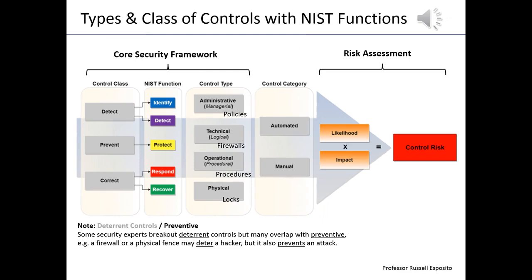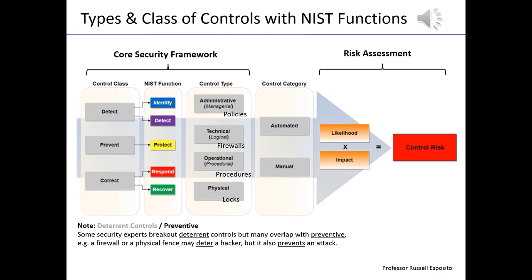In the previous slide, we looked at people, process, and technology, and how those map to operational controls. The people map to operational controls. The process maps to administrative or managerial controls, and the technical maps to technologies, whether they're logical or physical, like a firewall or a physical lock or a fence. In this slide, we'll break it out a little bit, and then we'll connect some dots.